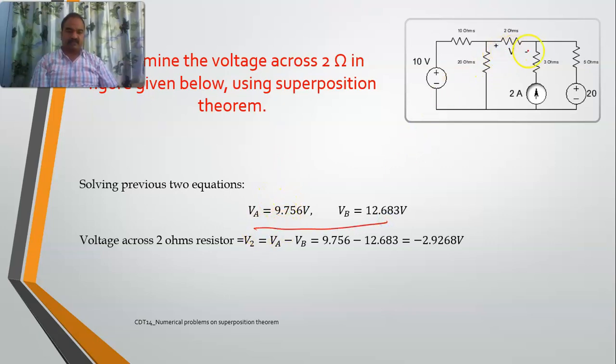So what is the voltage across this particular 2 ohms resistor? This was A, this was B. So VA minus VB, I will be getting minus 2.926 volts. And this is V2.